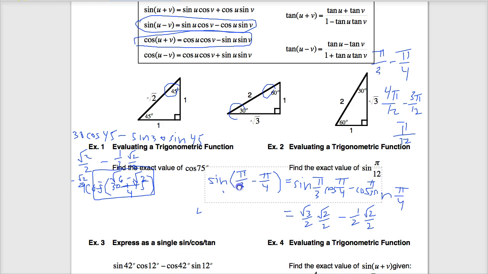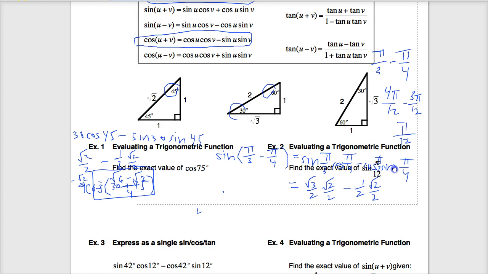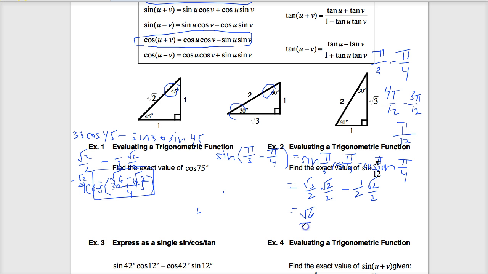This becomes radical 6 over 4. This becomes radical 2 over 4. I have a common denominator, so all I can do is just subtract across. My answer is going to be radical 6 minus radical 2 all over 4.